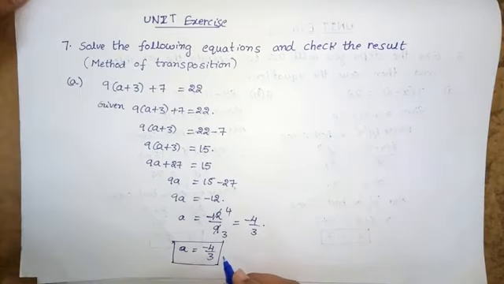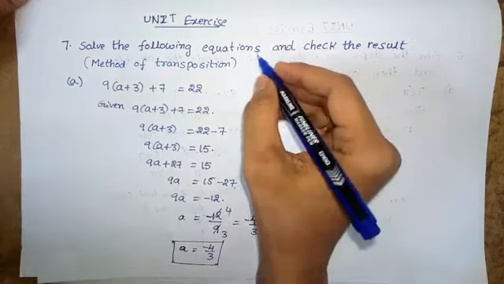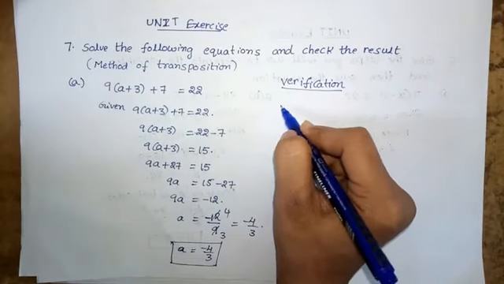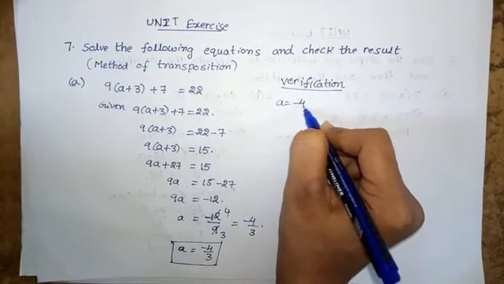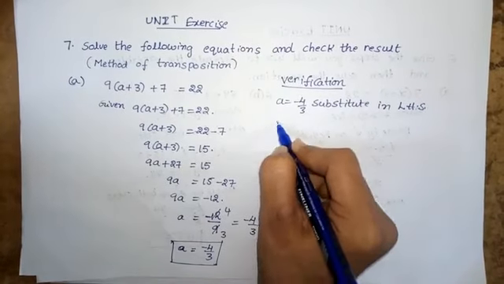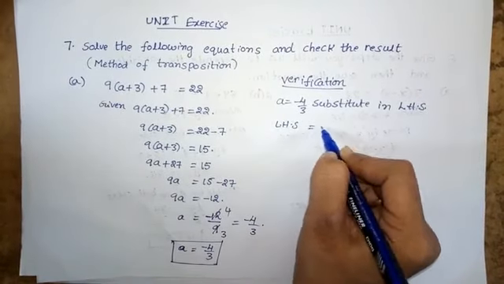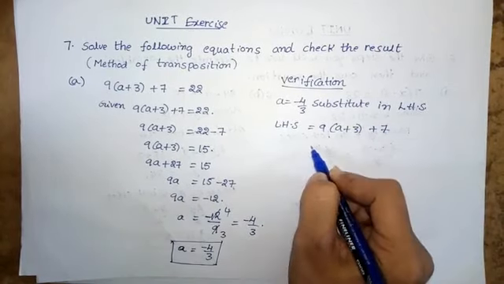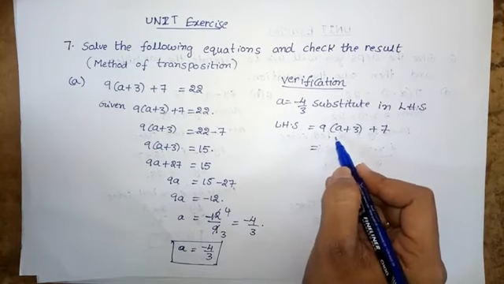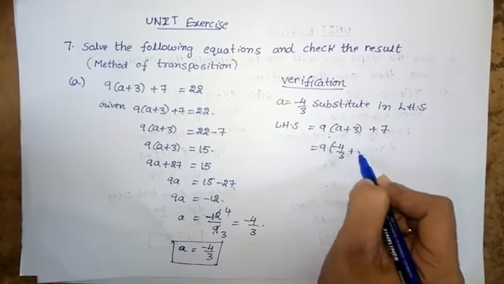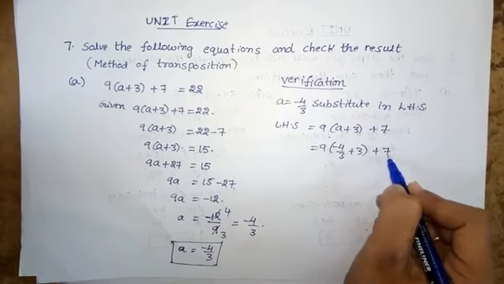Now check the result. a equal to minus 4 by 3. It is true or false by using verification. So a equal to minus 4 by 3. Substitute in LHS. So LHS, that is equal to 9 into a plus 3 plus 7. Now substitute a equal to minus 4 by 3 here. So 9 into minus 4 by 3 plus 3 plus 7.